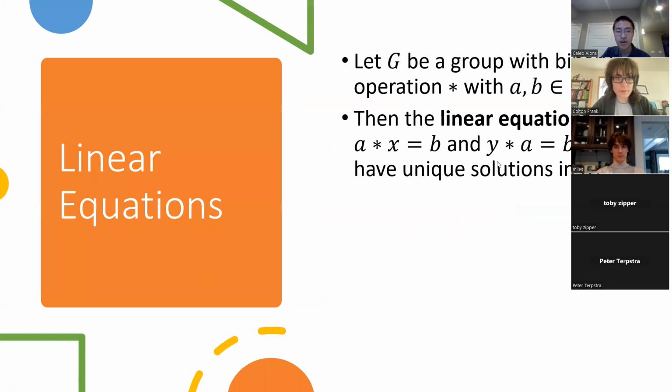So then we have linear equations. Linear equations is basically the continuation of the idea that you can cancel things using the inverse elements. If you have a group, then a linear equation is going to have a unique solution. What this means is you can't have a linear equation that comes up with multiple solutions. It's only going to have exactly one solution. And we can show that we have a solution.